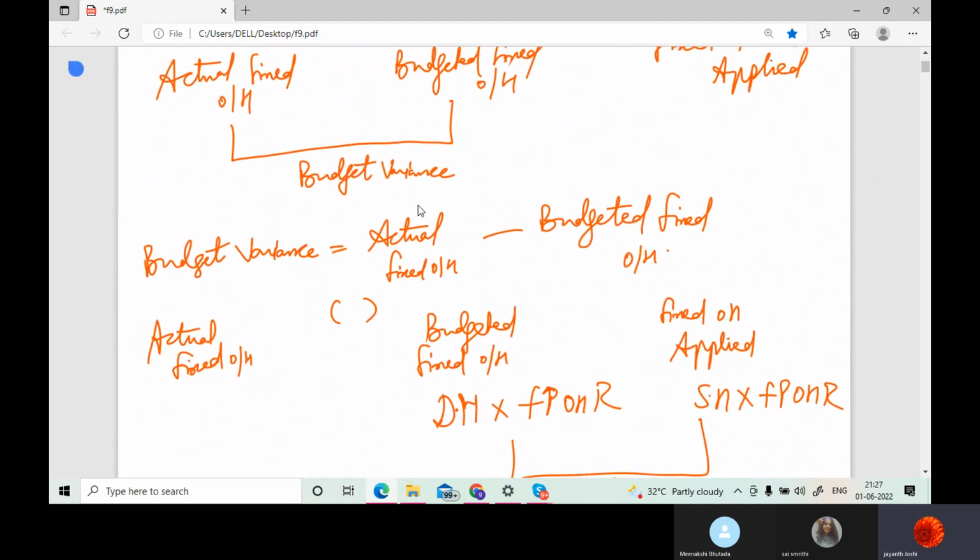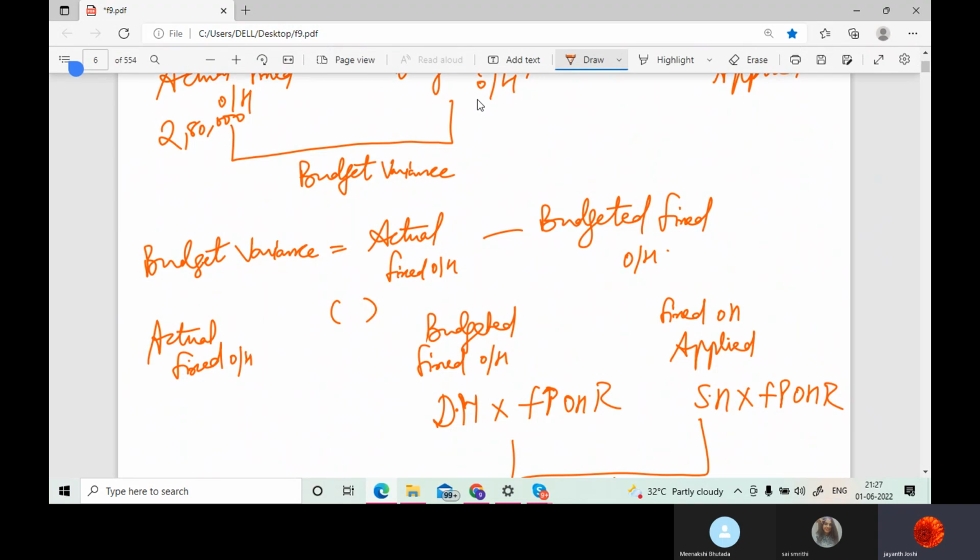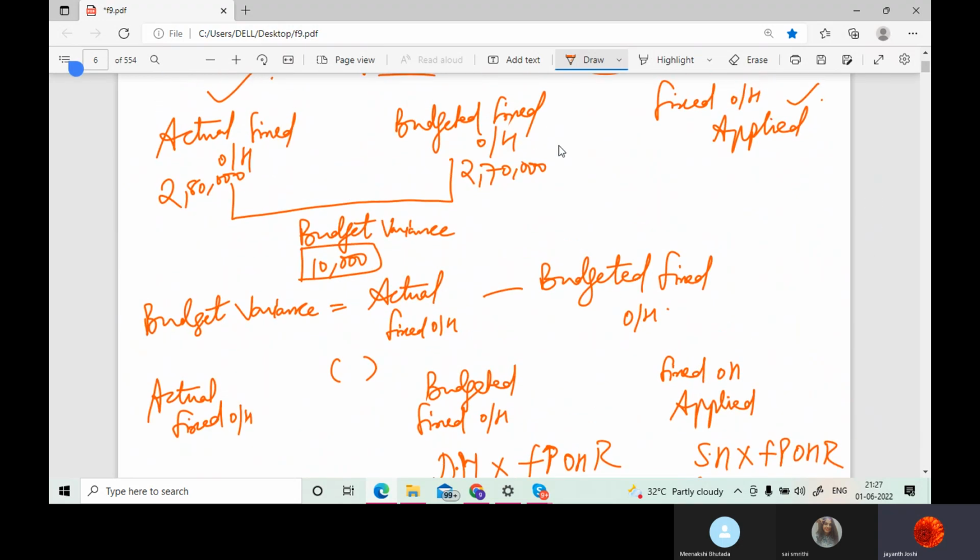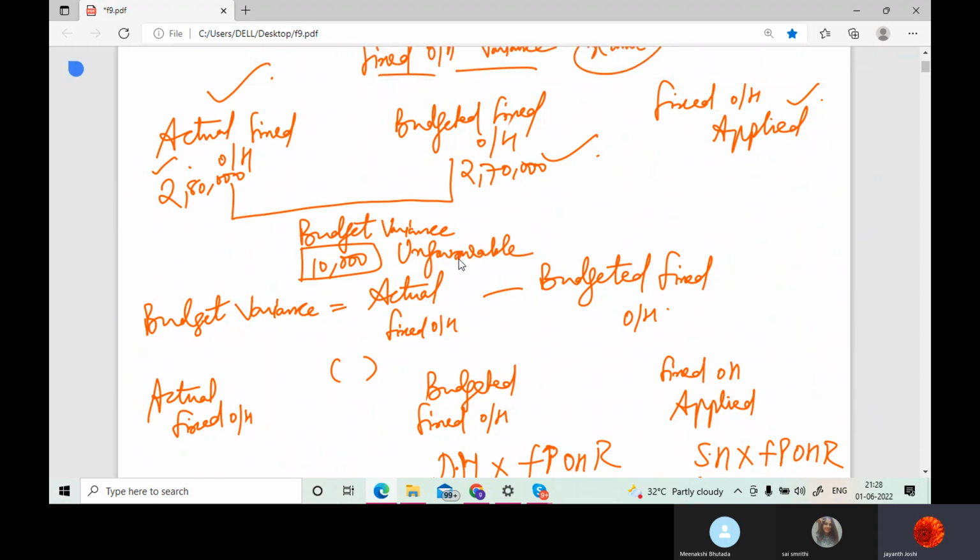So actual fixed manufacturing overhead is 2,80,000, and budgeted fixed manufacturing overhead is 2,70,000. Your budget variance is 10,000. So you have budgeted this much as your expense, but you incurred this much. So you incurred more. It is unfavorable. Okay. Done. So finish this. We'll go for the next one.